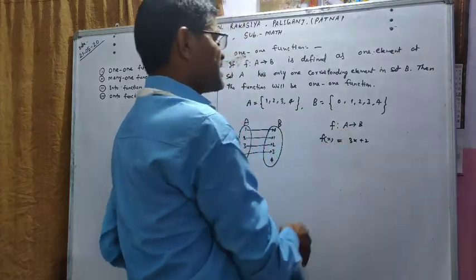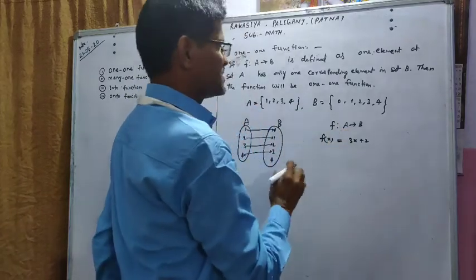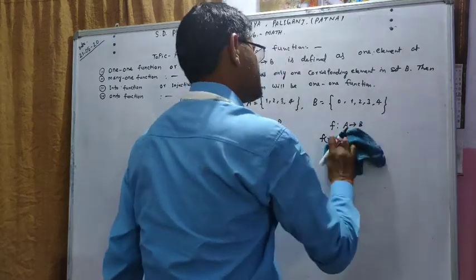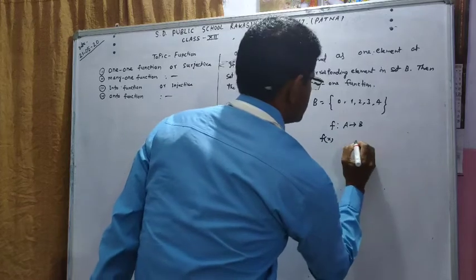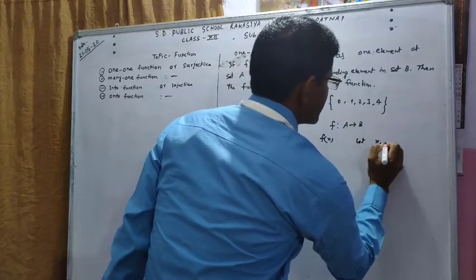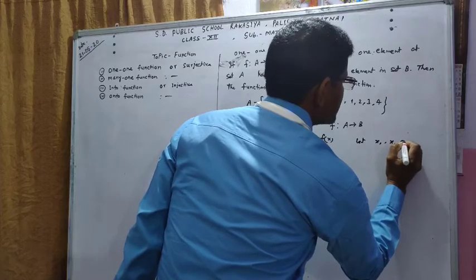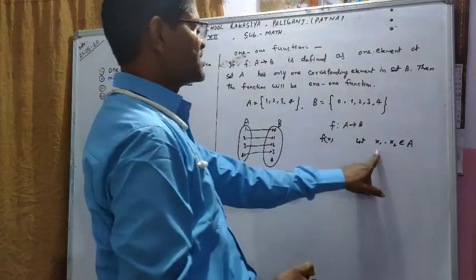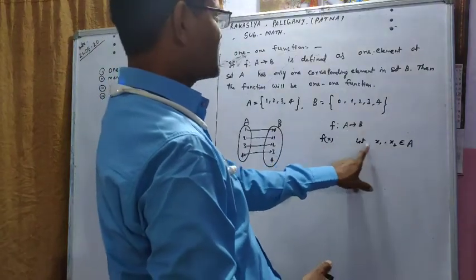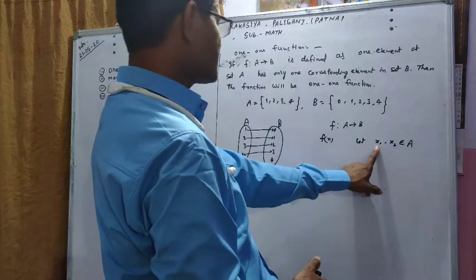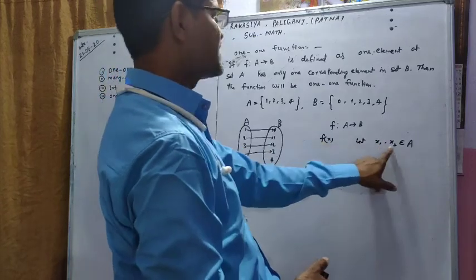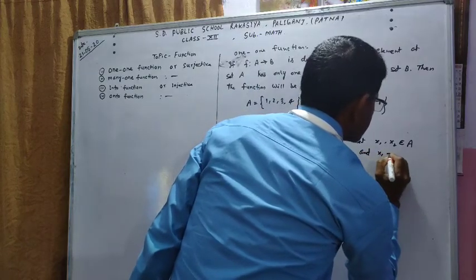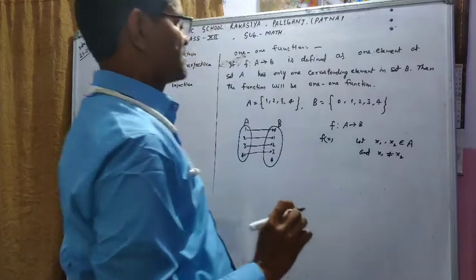If the elements of set A are not equal to each other, suppose x1 and x2 are two elements belonging to set A, that is, two elements of the domain, and we put x1 in f(x) and x2 in f(x), and x1 does not equal x2.